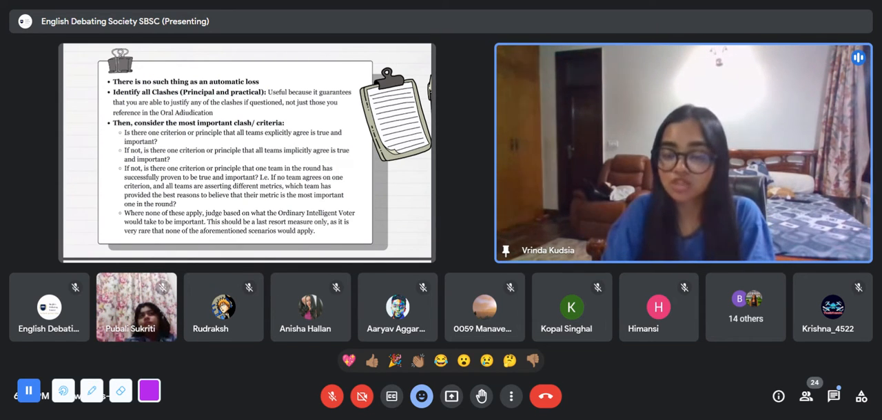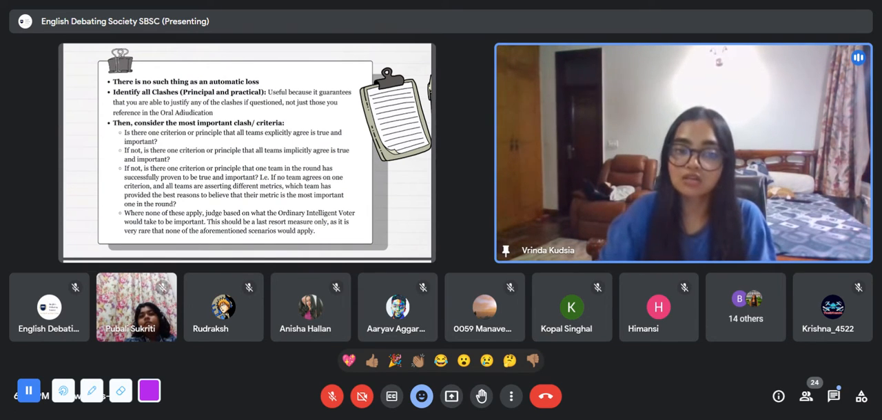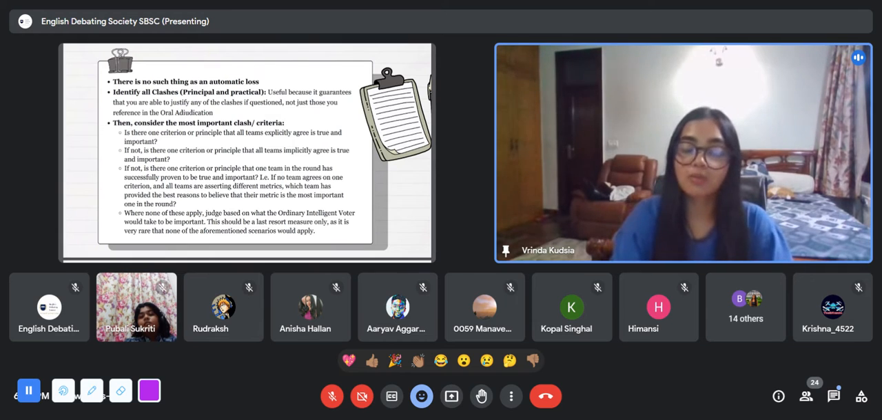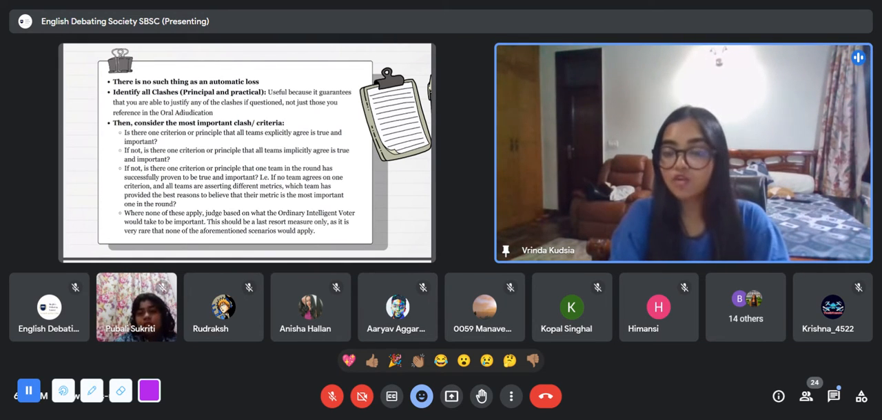So the first job would just be to identify all of these clashes. Second would be to consider the most important clash or clashes within the debate. There are a couple of ways you can do that, and these are all written in a particular order. If you have identified multiple clashes, you also need to know which clash is the most important so that you can prioritize that clash within your oral adjudication. Or if there are two important clashes, how do you identify those two so that you can explain those within your oral adjudication?